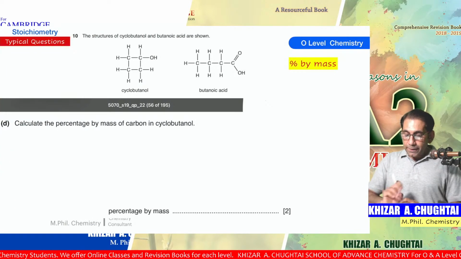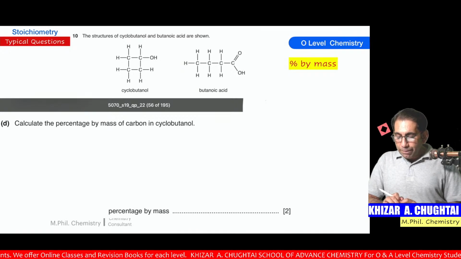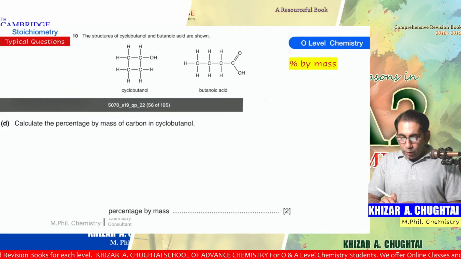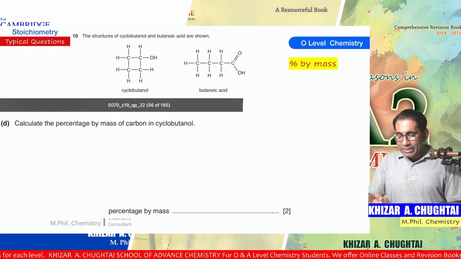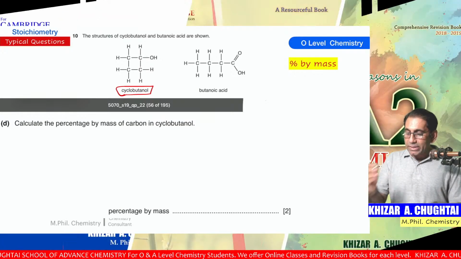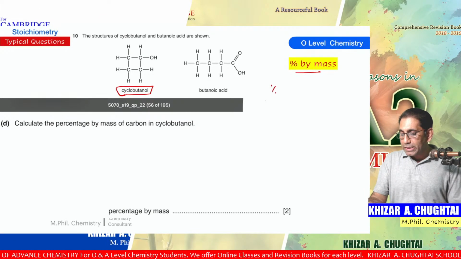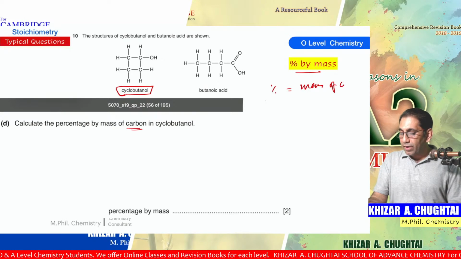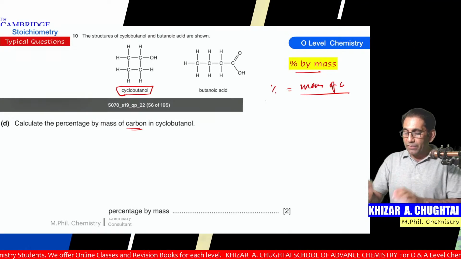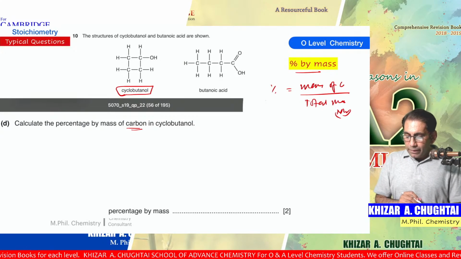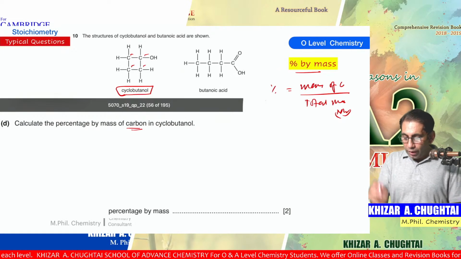The next one is: here are two compounds. Both are organic compounds. One is cyclobutanol and the other is butanoic acid. Calculate the percentage by mass of carbon in cyclobutanol. You are supposed to find the percentage by mass. The formula is the mass of that element, that is carbon, in this compound, divided by the total mass, or you can say the MR. So how many carbons are there? 1, 2, 3, 4 carbons.